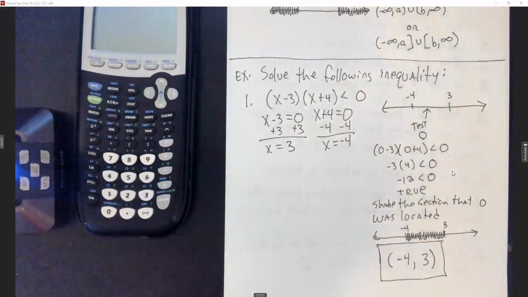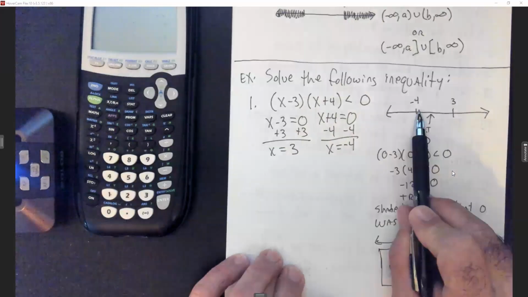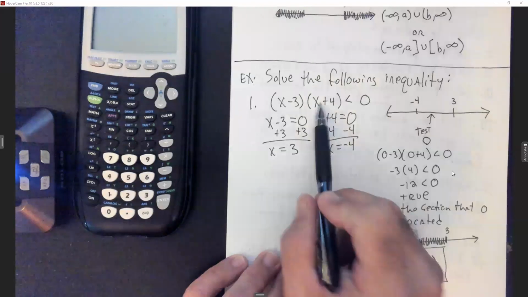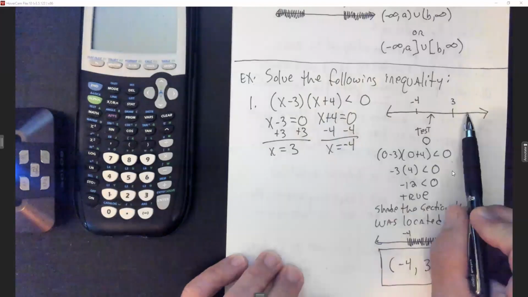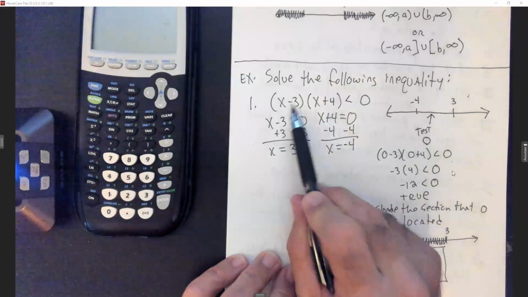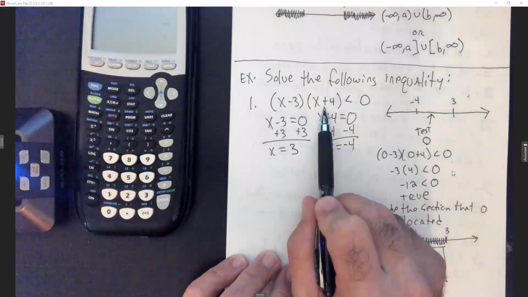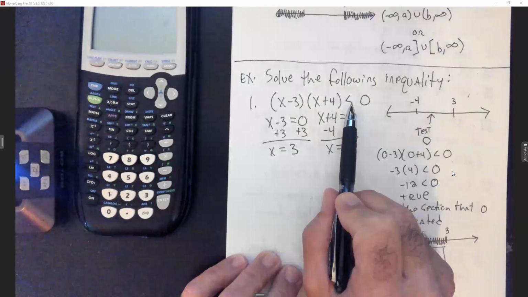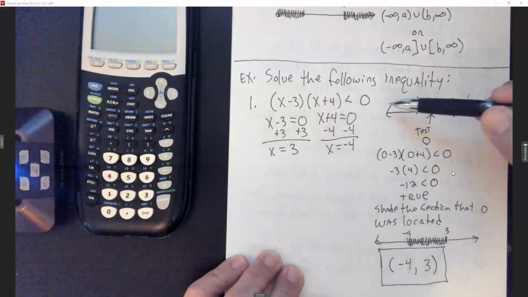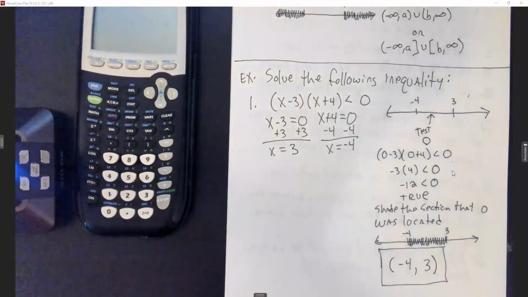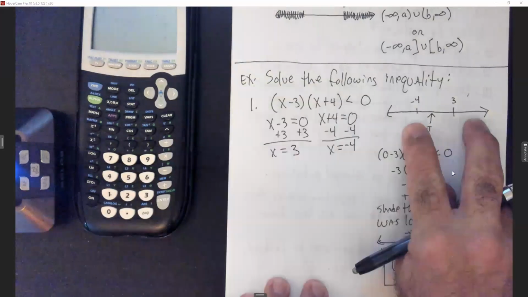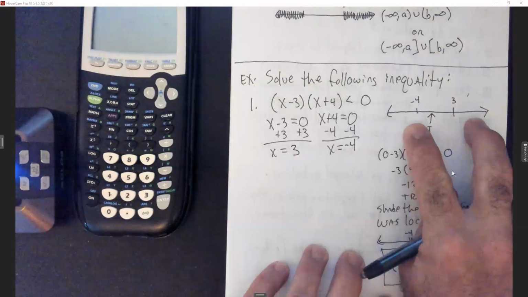So what that means is any number I pick in between that negative 4 and 3 would make this a true equation. Any number outside of that would make that false. So you could put like a 4. 4 minus 3 is 1. 4 plus 4 is 8. 8 times 1 is 8. And 8 is not less than 0. So that's why this side didn't get shaded. And you can do that to that side left of that negative 4. So the trick is solve it, figure out your number line, test the 0, and then shade them.